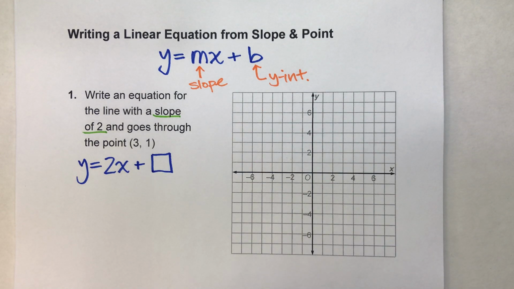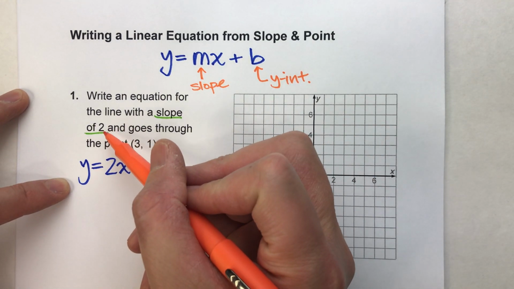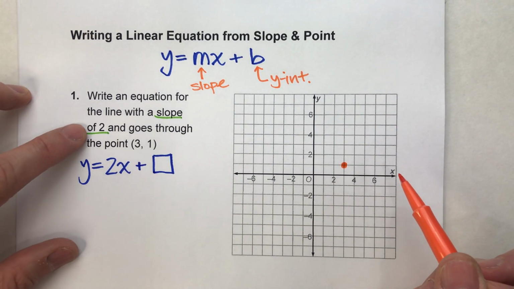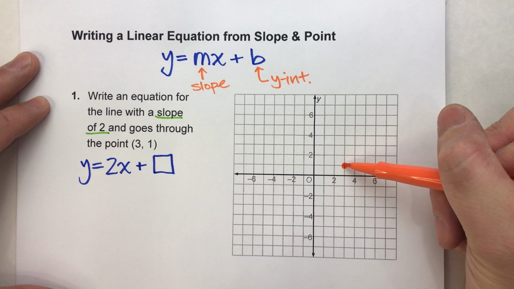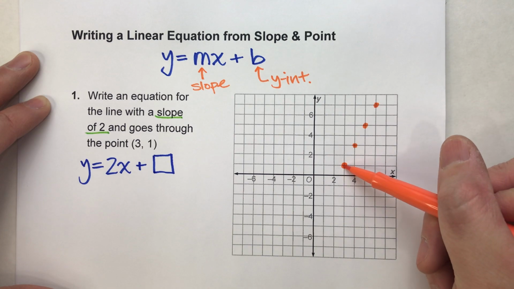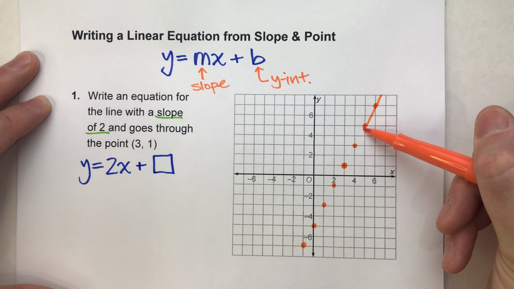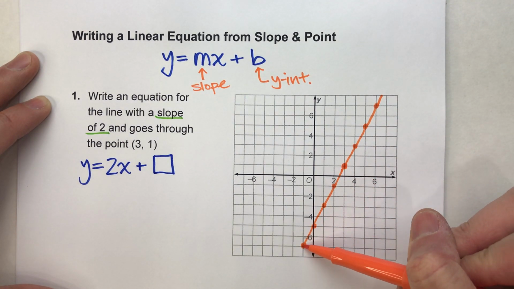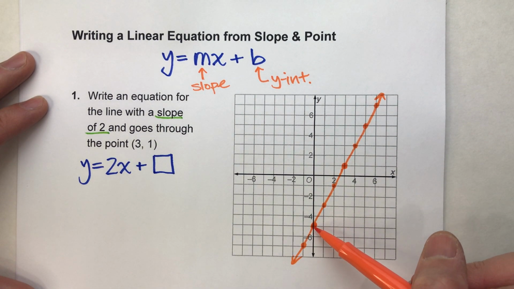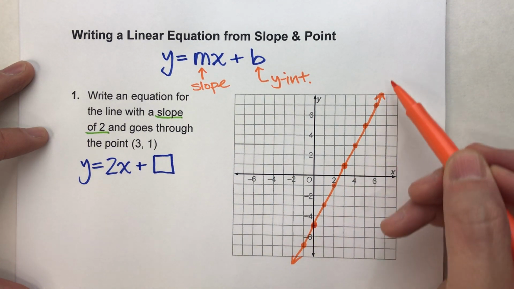All right? So one way we could do it is using a graph. We could take this point (3, 1). Here's 3, here's 1, right there. And we know the slope is 2, so that means from here I go up 2, right 1, up 2, right 1, up 2, right 1, and continue the pattern the other way. And when I draw my line through it, you'll see my y-intercept is right here at -5. So my equation would be y equals 2x plus -5.